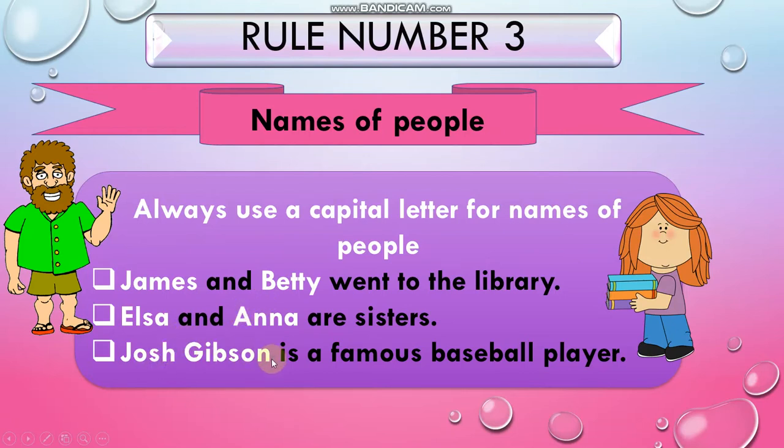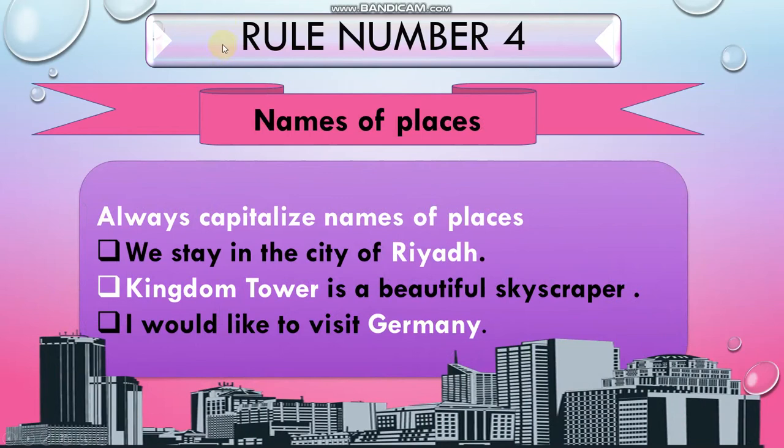"Josh Gibson is a famous baseball player." So Josh Gibson is the name of a person, and as I said, names of people, you always have to capitalize them. Let's go to rule number 4. Names of places. Always capitalize names of places. Never forget. "We stay in the city of Riyadh." So Riyadh is going to have a capital R because it's the name of a city. It's the name of a place.